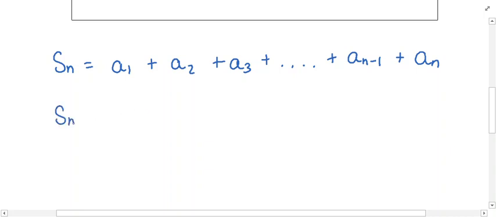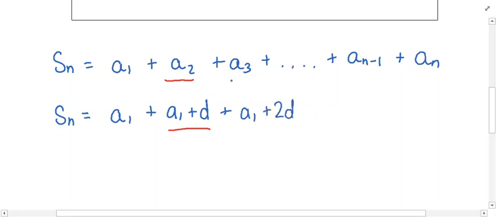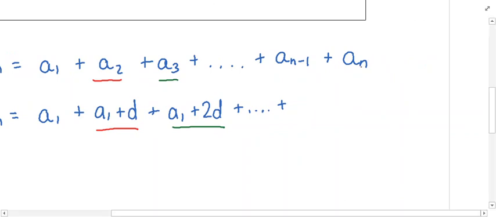So in my next step, I'm going to leave A1 as A1, but then I know that A2 is the same thing as A1 plus D. And then in my next step, I know that A3 is the same thing as A1 plus 2D. So these guys are the same quantity. And then I keep going. I'm going to jump to the last term here. We know that AN is the same thing as A1 plus n minus 1 times D. That was the formula we came up with.